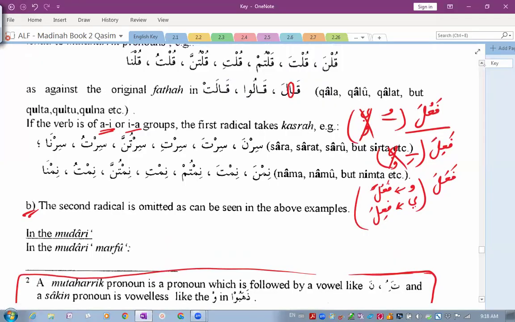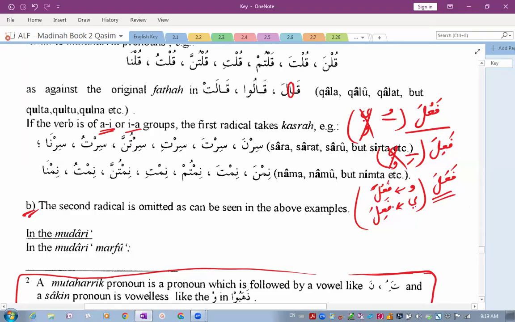For fa'ala, the middle radical can have a waw or a ya. If it has a waw, you treat it as fa'ula. If the middle radical is a ya, you treat it as fa'ila. So this covers our past tense ajwaf, the whole thing.